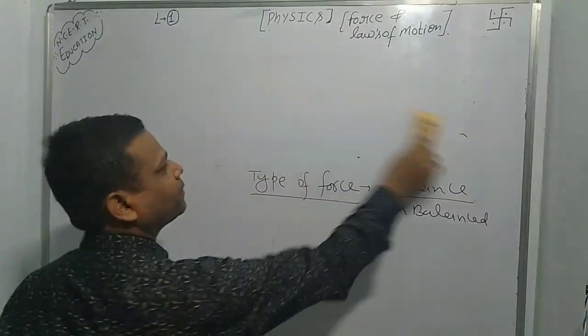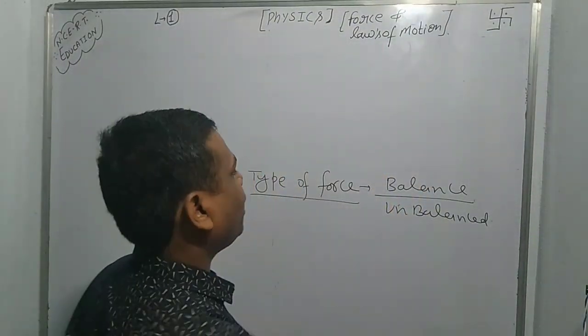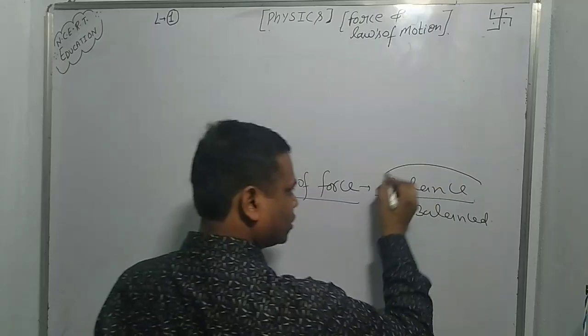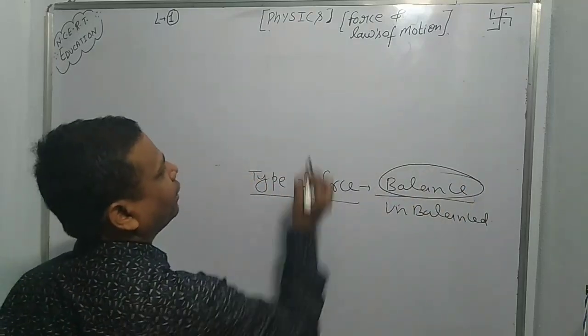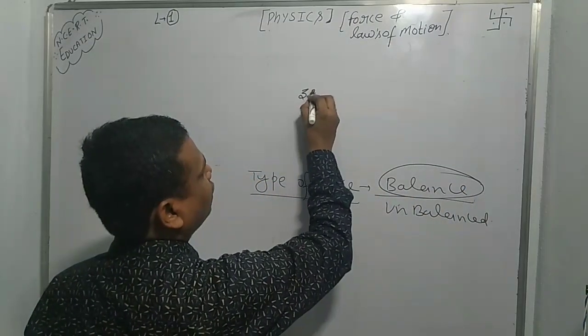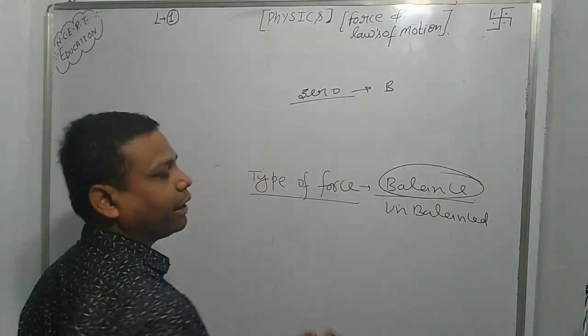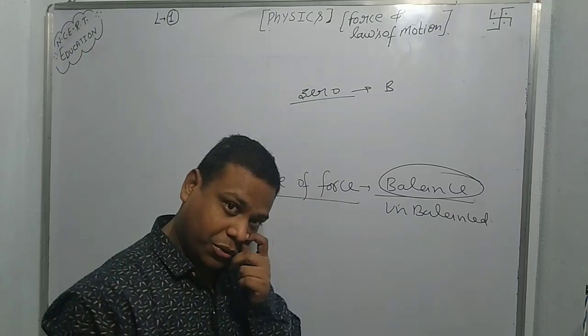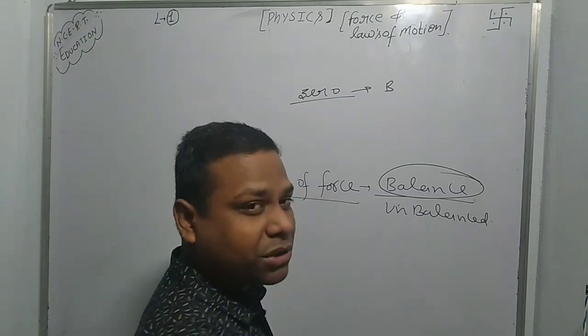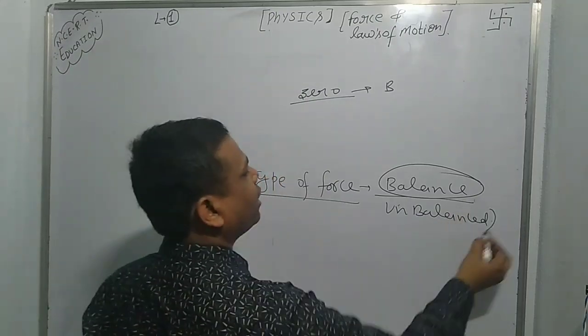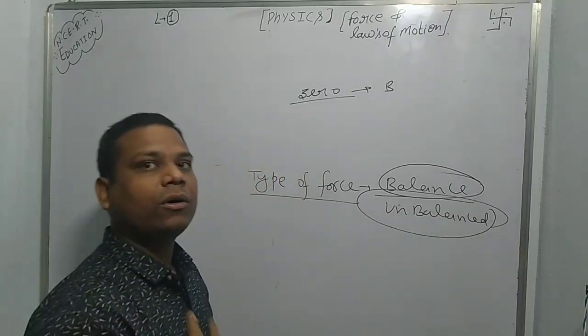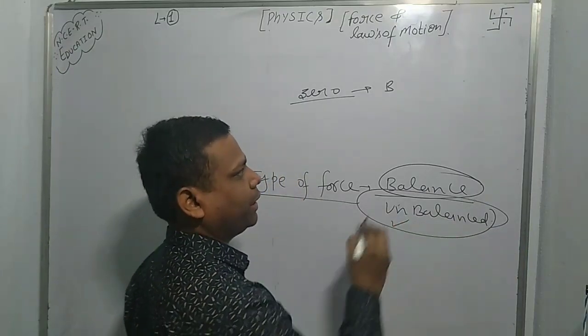Again I repeat, when we apply two or more than two forces on any object and the resultant is zero, then it is balanced. And if we apply two or more than two forces and the resultant is not zero, then it will be unbalanced force. All effective forces are seen as balanced or unbalanced.